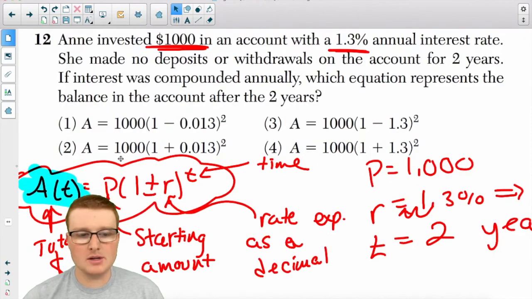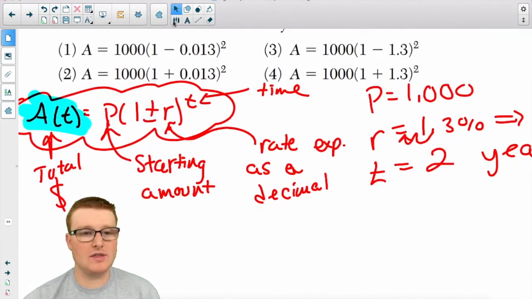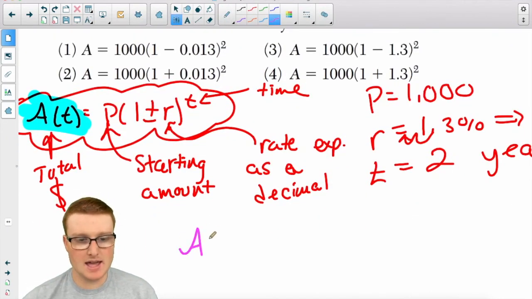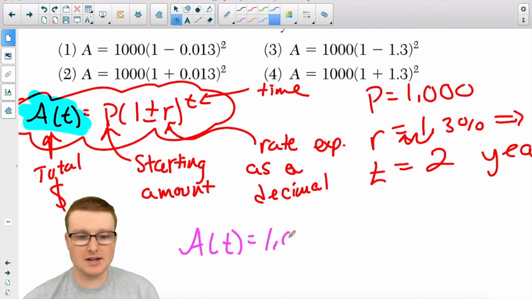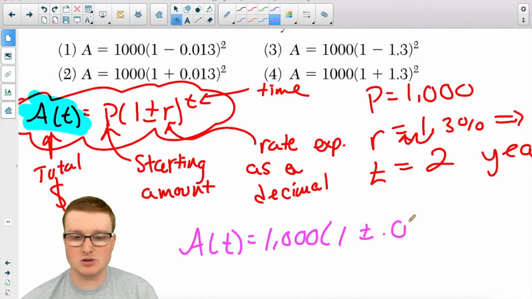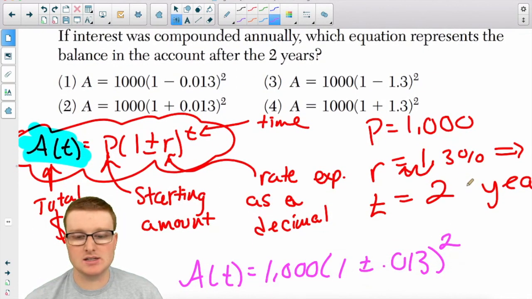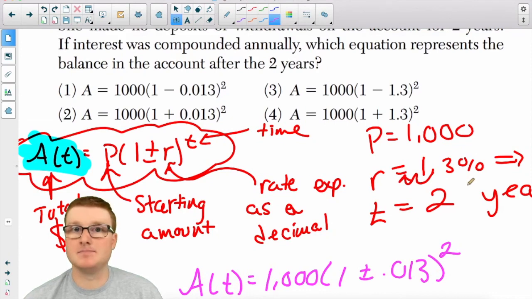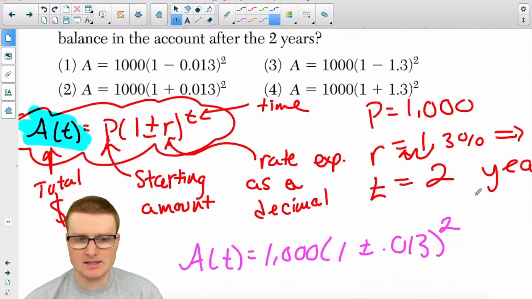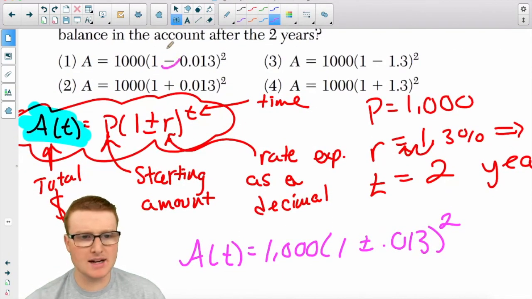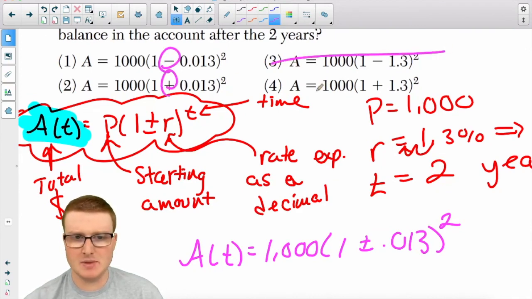So what I'm going to do is take the P, which is the 1,000, and plug it in. So A of t is equal to 1,000 times 1 plus or minus the rate, which is 0.013, raised to the second power. Well, if you look at all these answer choices, none of that is here. None of it. All I see is a minus and a plus. These don't make any sense because they fail to change the percentage.